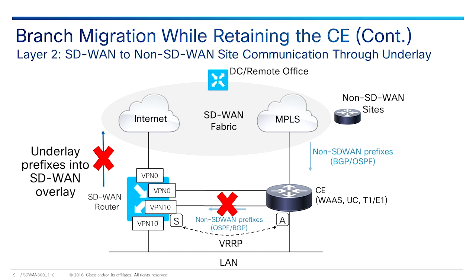So in this case, the SD-WAN router should not know about non-SD-WAN prefixes. This non-SD-WAN, he has no idea that route exists. Those prefixes are only known to the CE because we want that traffic to route through the CE. So now the CE has all the non-SD-WAN routes.